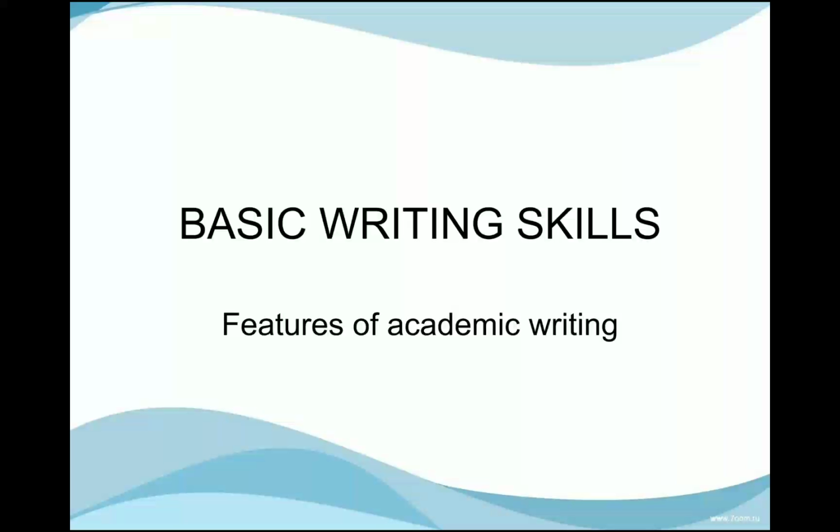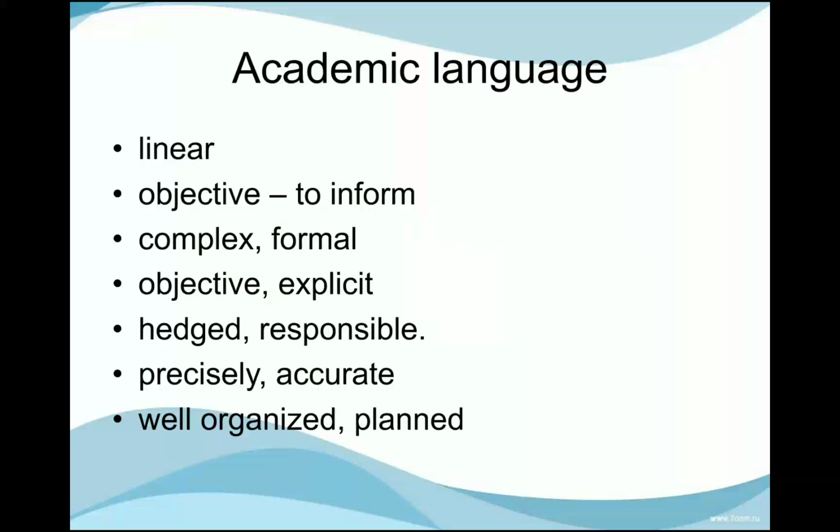Today we are going to talk about features of academic writing. Academic writing in English is linear, which means it has one central point or theme, with every part contributing to the main line of argument without digressions or repetitions.